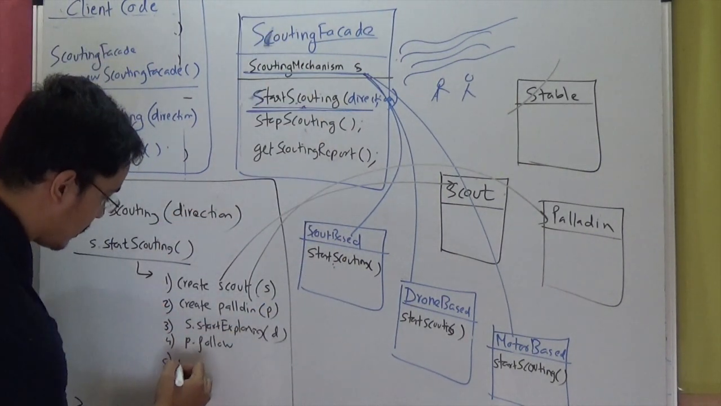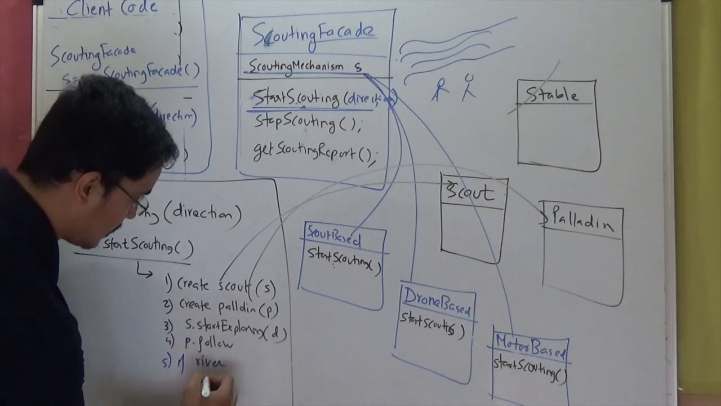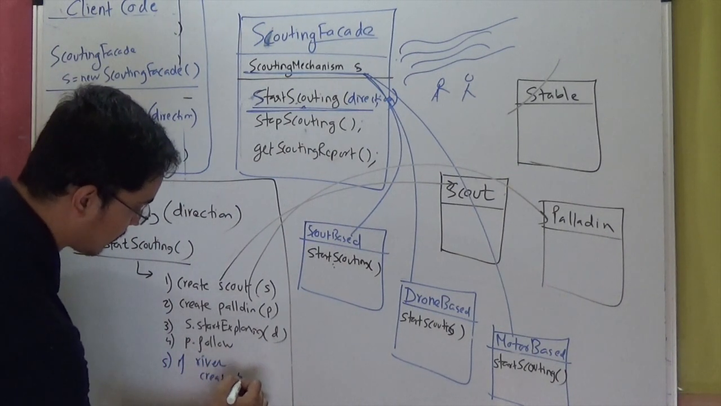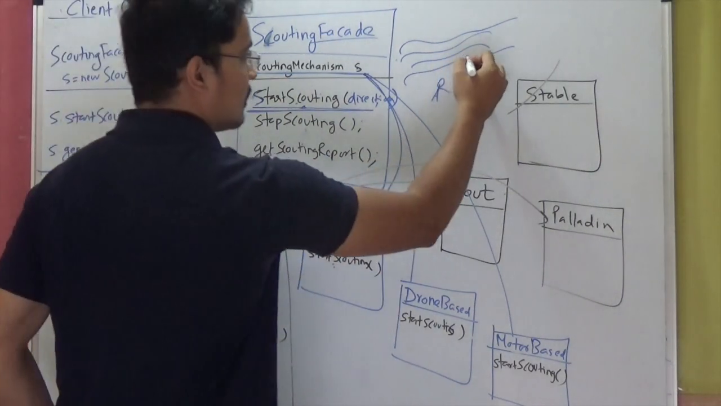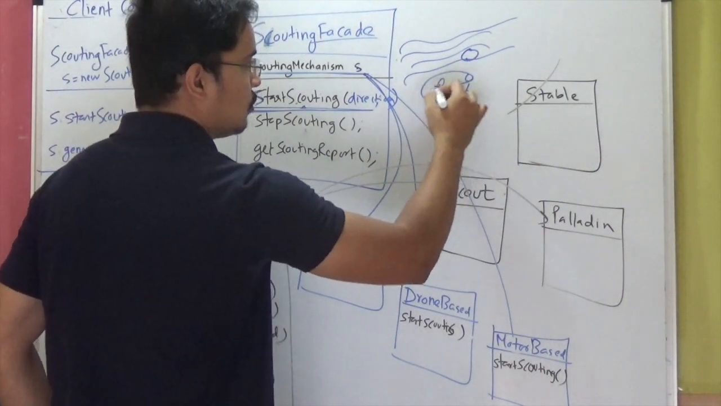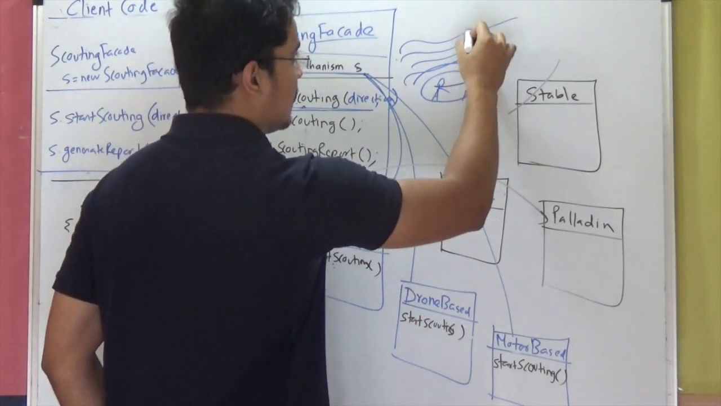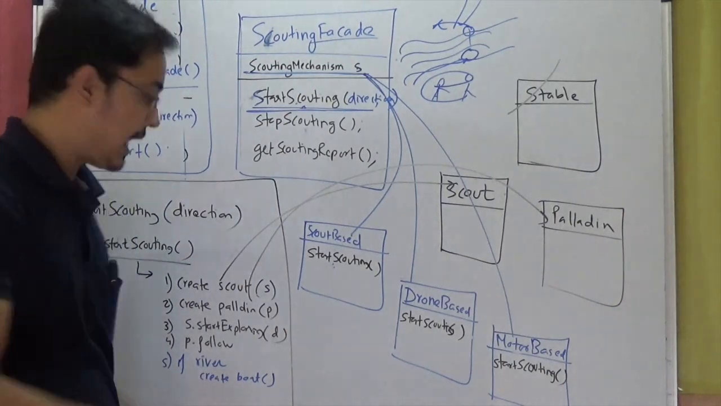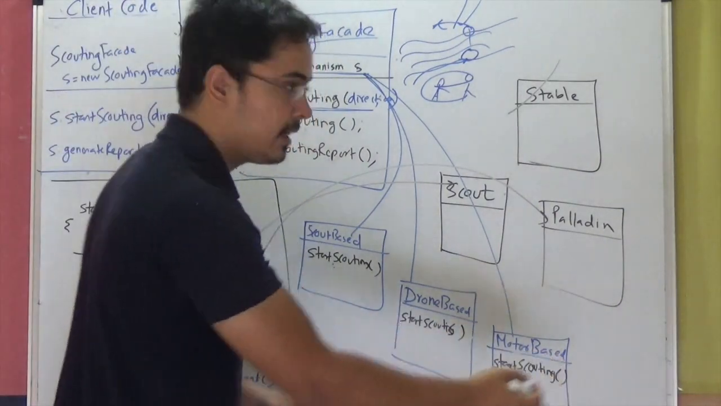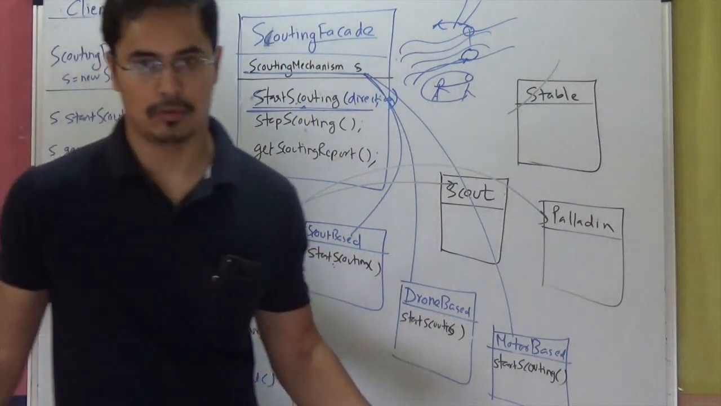So let's say if river, create a boat. So they can create a boat for you, right? The boat will sail here. These two will get in that boat, sail here, get out of the boat and continue scouting. That code we can write here, right? User doesn't even have to know.